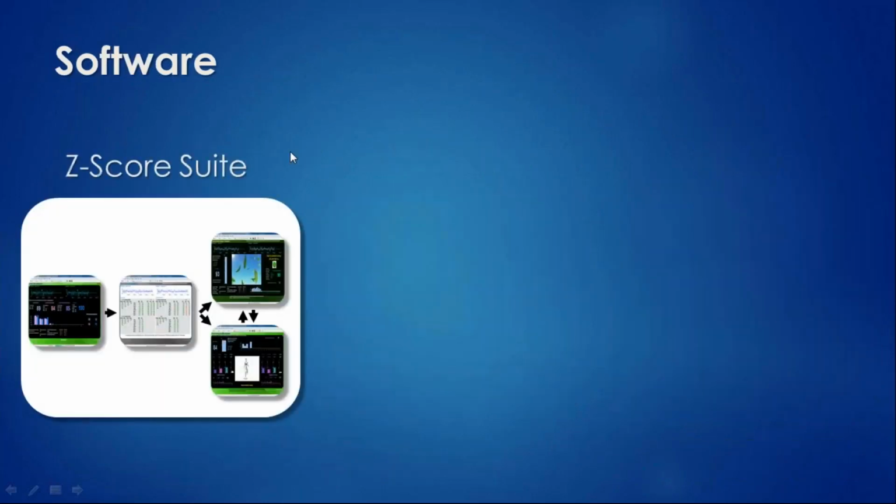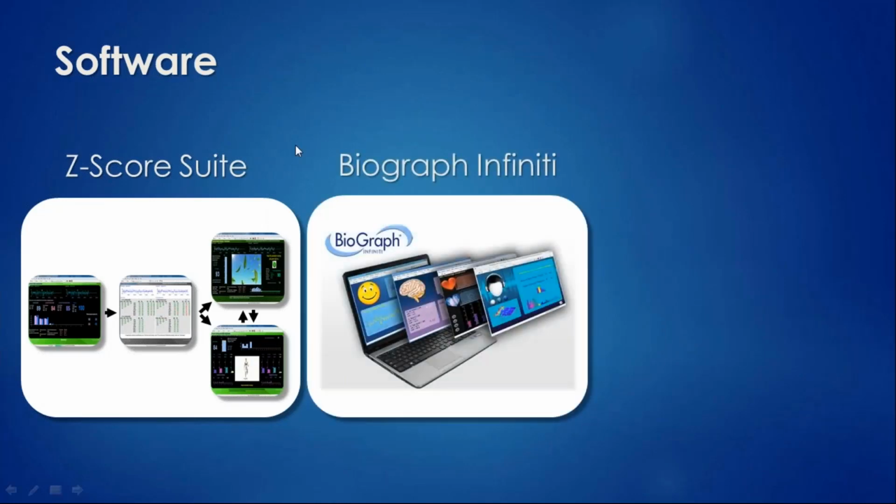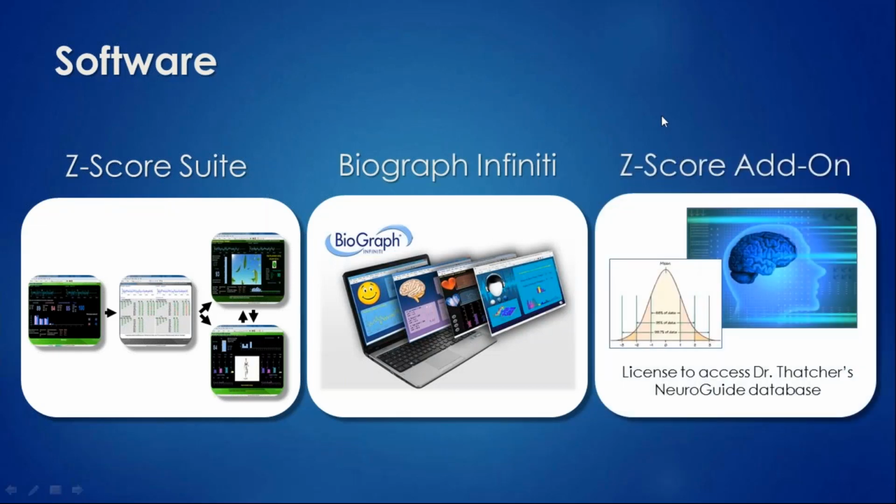In terms of the software, well, you need the Z-Score suite because we've been talking about this whole time, and that's probably obvious. This is just the visuals and how we arrange statistics in the system for training and for evaluating. You would also need the BioGraph Infinity because that is the standard platform that any of our software runs. And one additional item you would need is this Z-Score add-on. It's kind of oddly named, but this is the license that actually gives access to Dr. Thatcher's NeuroGuide database. Our Z-Score suite sends data to this database and then takes it out and visualizes it how we want. However, this is an additional cost because Dr. Thatcher does not let anyone get access to his database for free, and so you have to pay for access to his database.